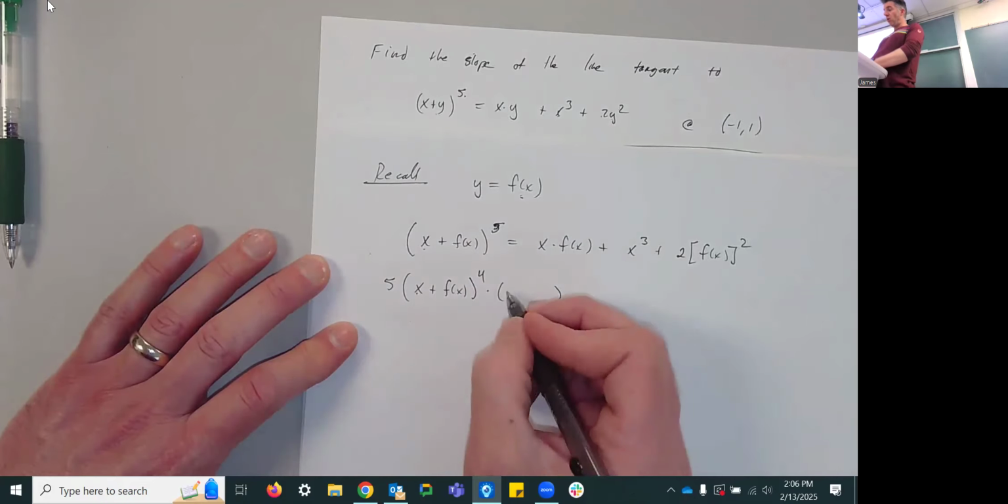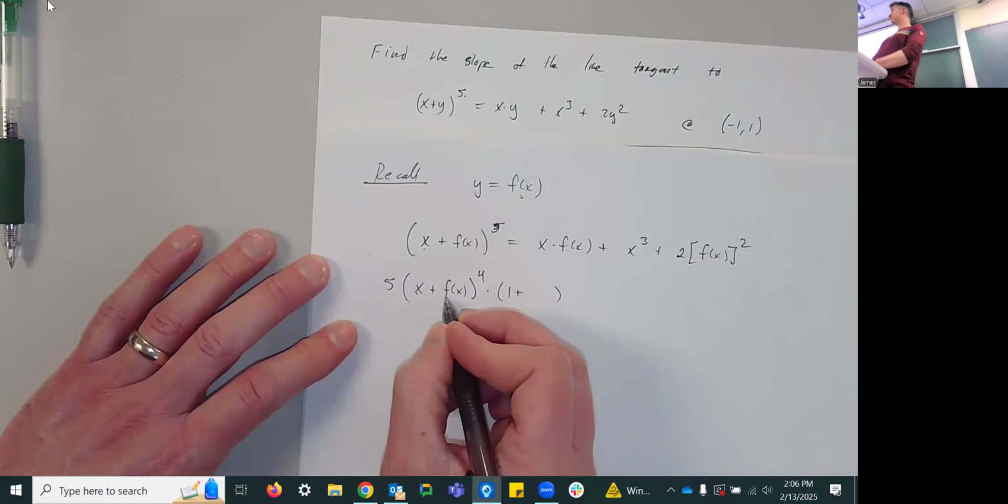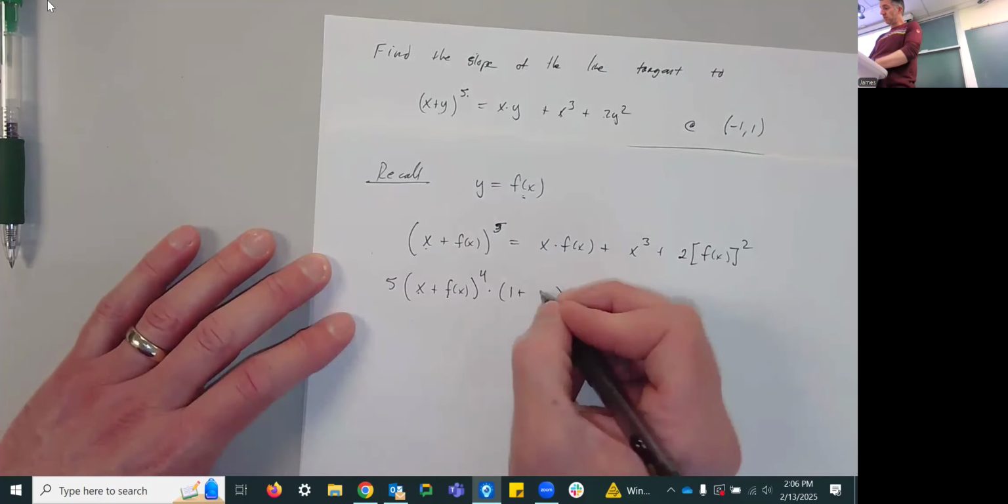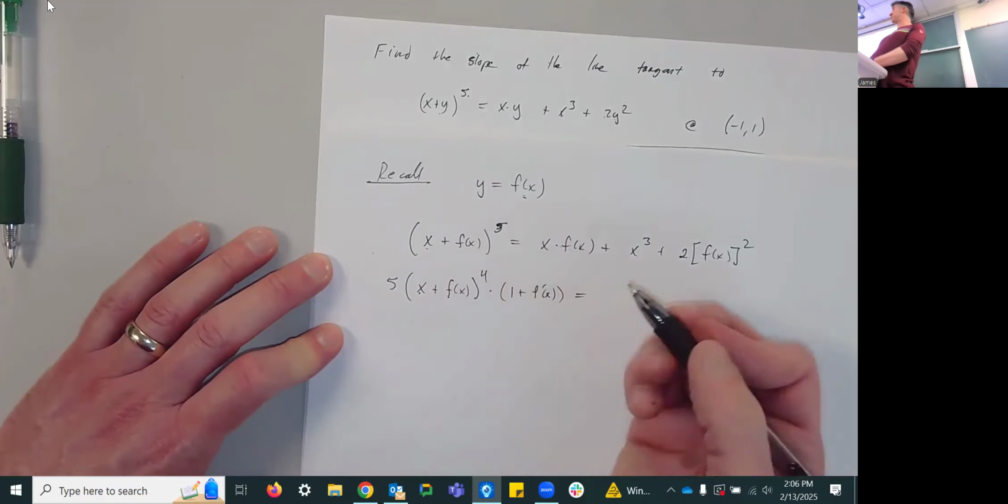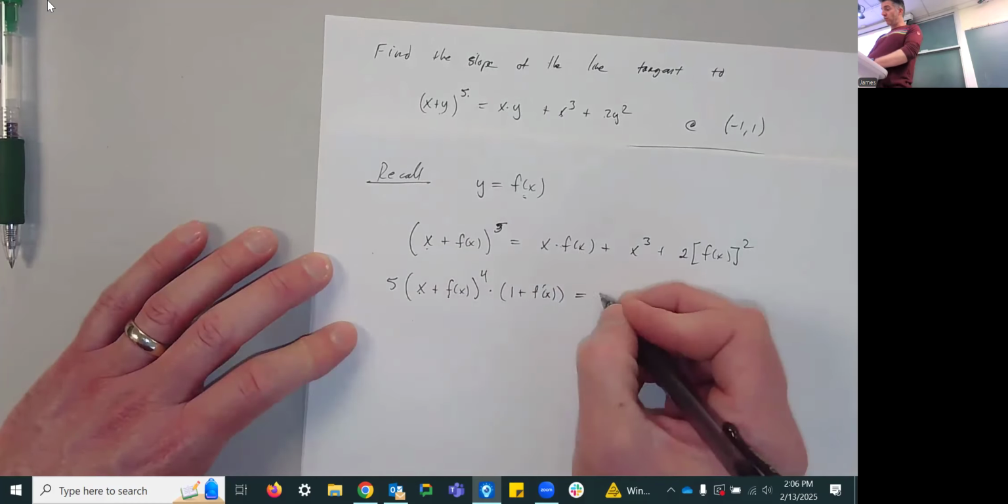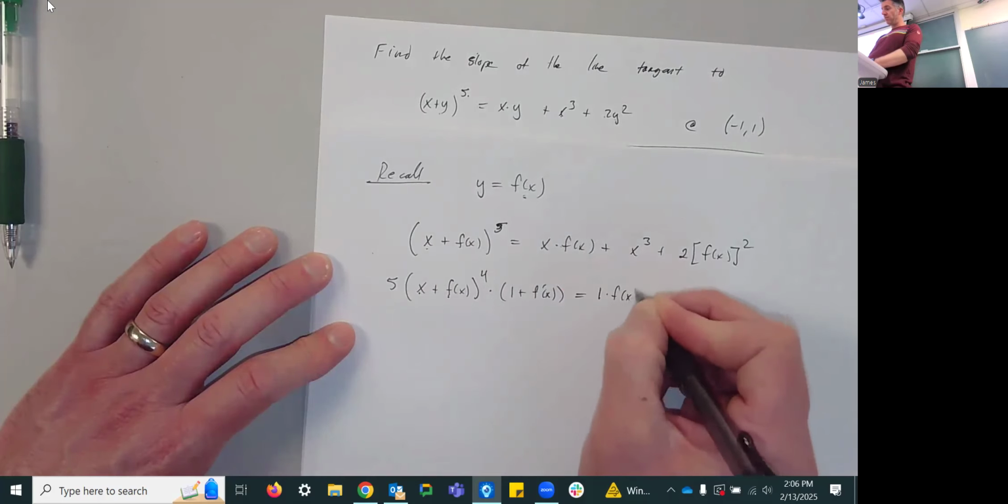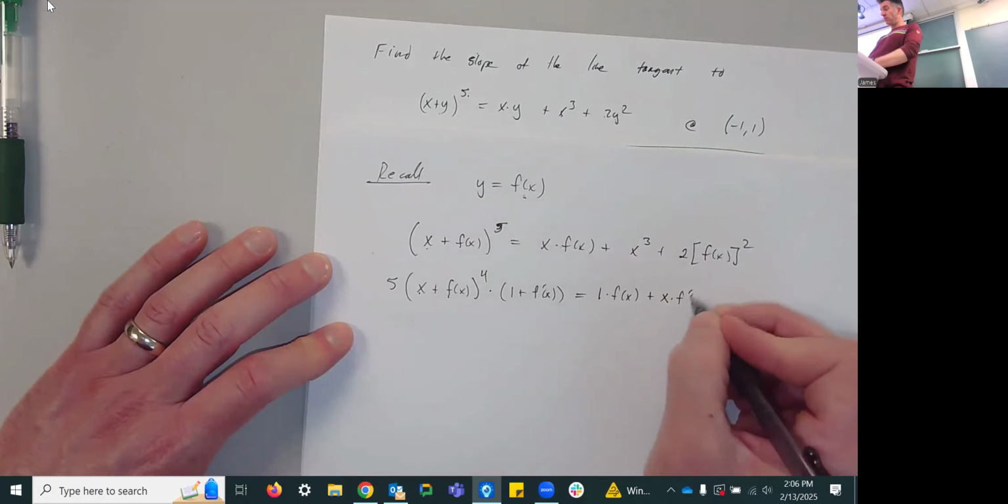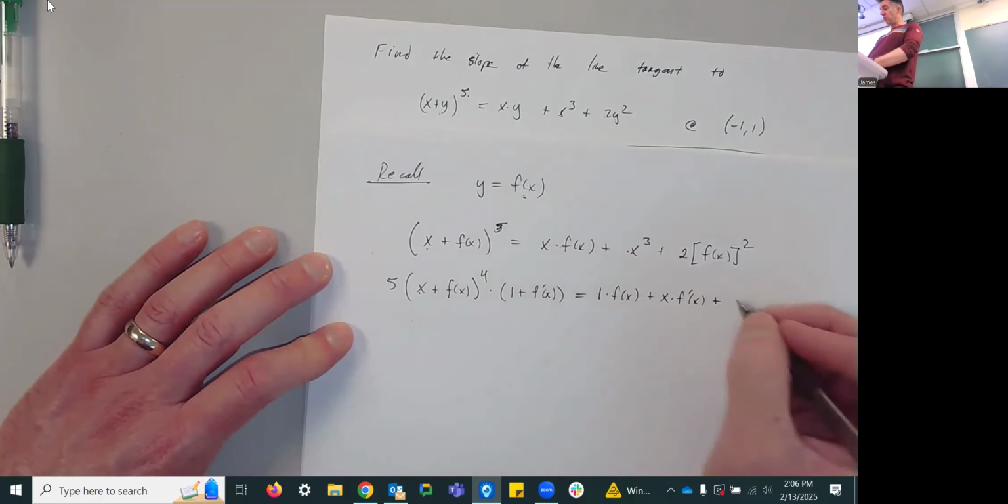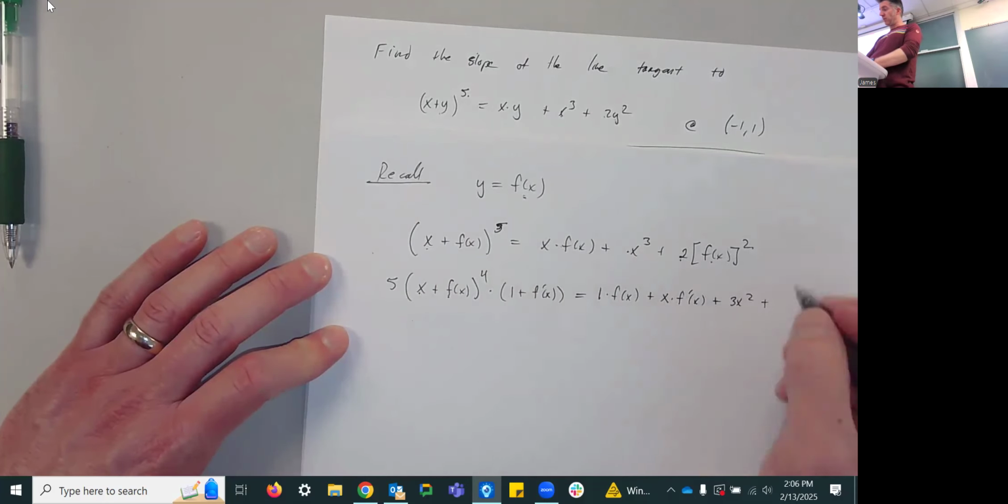The derivative of x is 1, and the derivative of f of x is f prime of x. Similarly, on the right-hand side, for x times f of x, I'm going to have to use the product rule. Derivative of x is 1, leave f of x alone, leave x alone, and the derivative of f of x is f prime of x. The derivative of x cubed is 3x squared, and the derivative of 2 times some stuff squared is going to be 4 times our stuff to the 1st power, and then we have to multiply by.